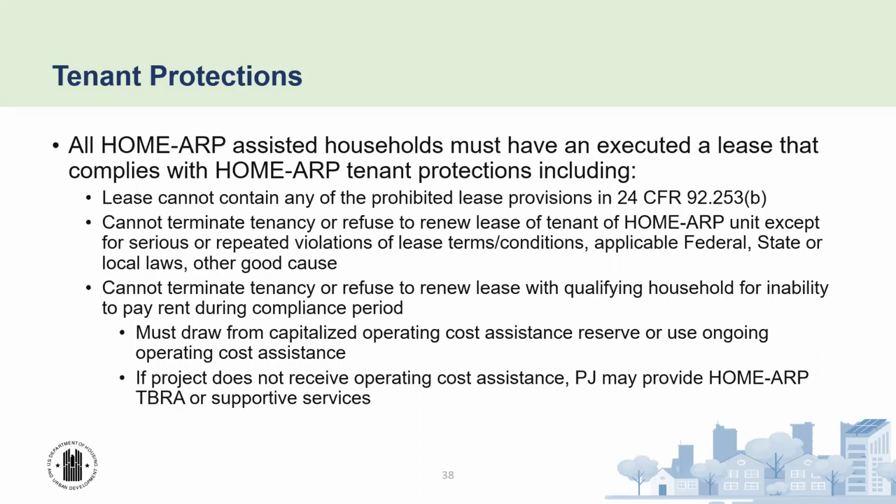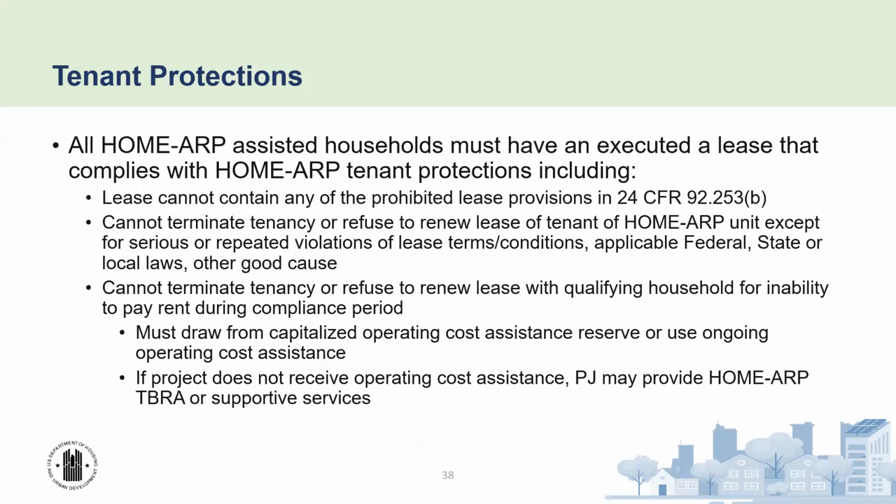In addition, a project owner can't terminate the tenancy or refuse to renew the lease of a tenant of a HOME-ARP unit, except for serious or repeated violations of the terms or conditions of the lease, for violation of applicable federal, state, or local law, or for other good cause. And finally, the project owner can't terminate the tenancy or refuse to renew the lease of a qualifying household because of the household's inability to pay rent, which means that the qualifying household can't pay more than 30% of its income towards rent based on an income determination made by the PJ within the last 30 days.